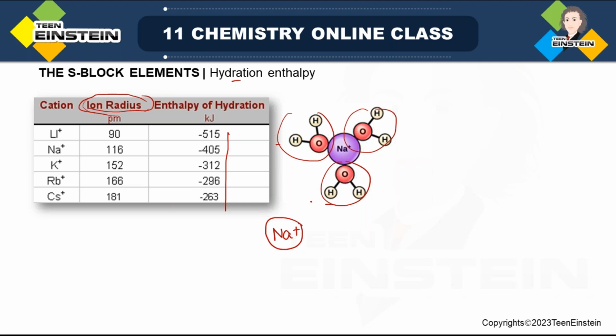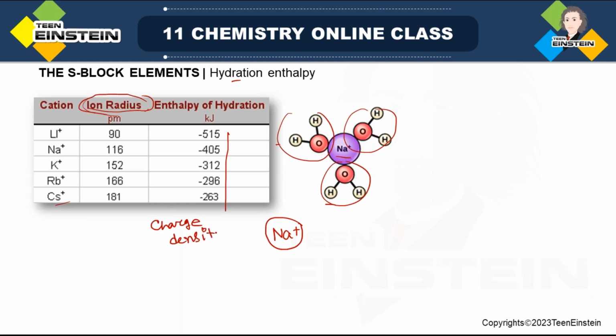Fine. Now, how many water molecules will be surrounding? That depends on the charge density. Don't think it is dependent on size only. You might think cesium is a very large size, so a large number of water molecules will be surrounding it. No, that is not the explanation. The explanation is it depends on the charge density.